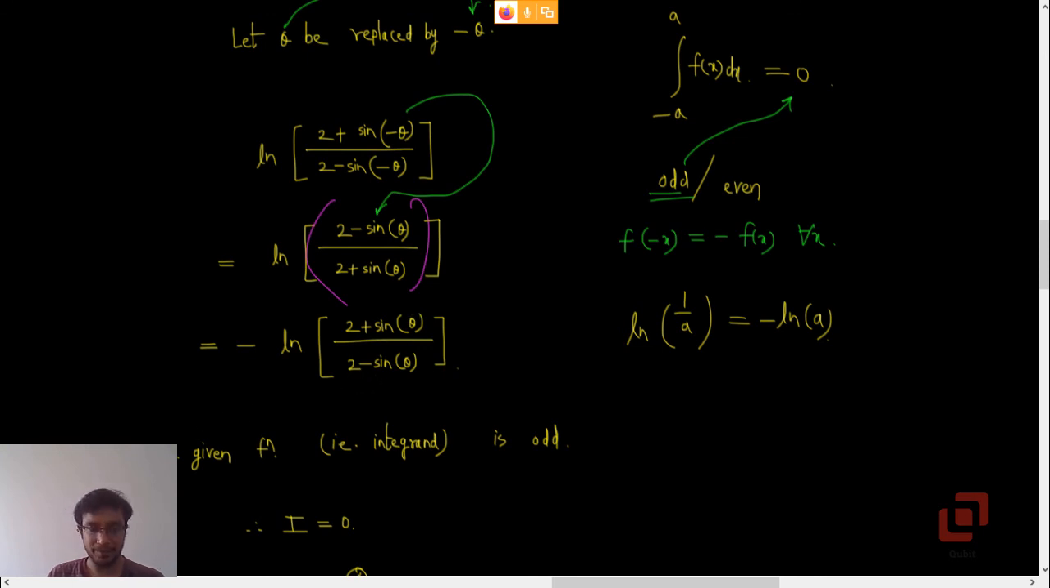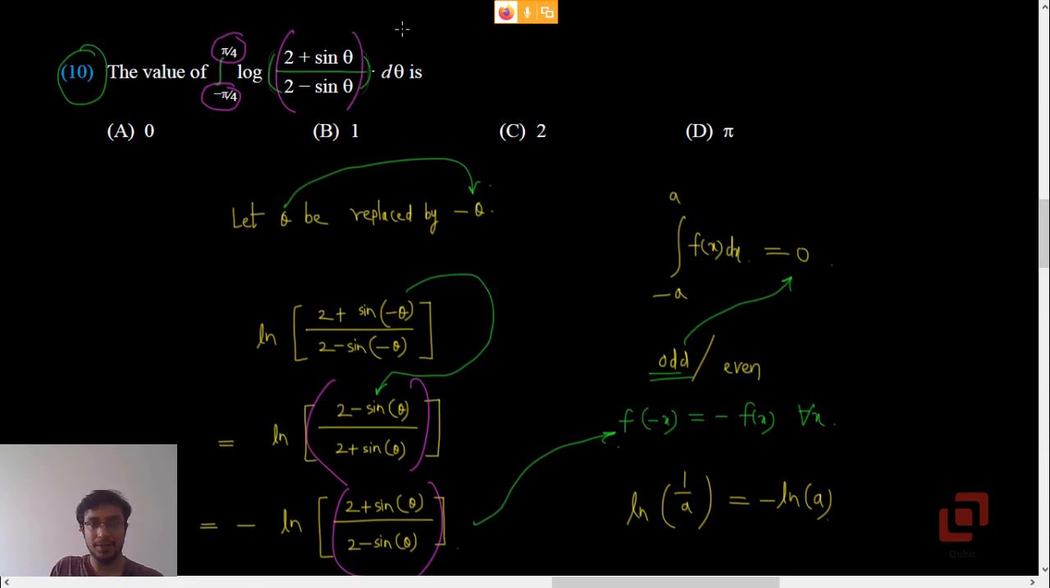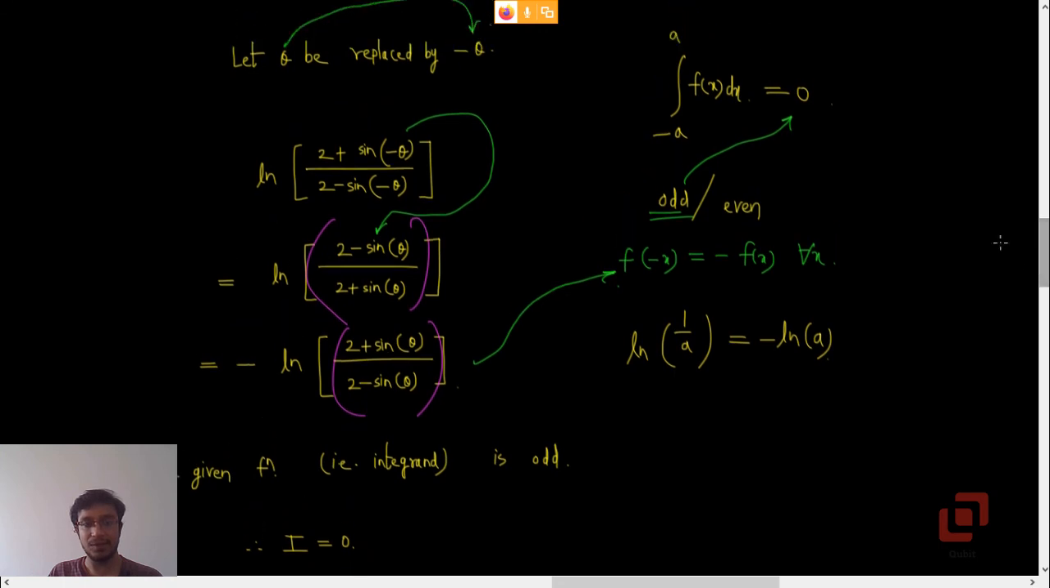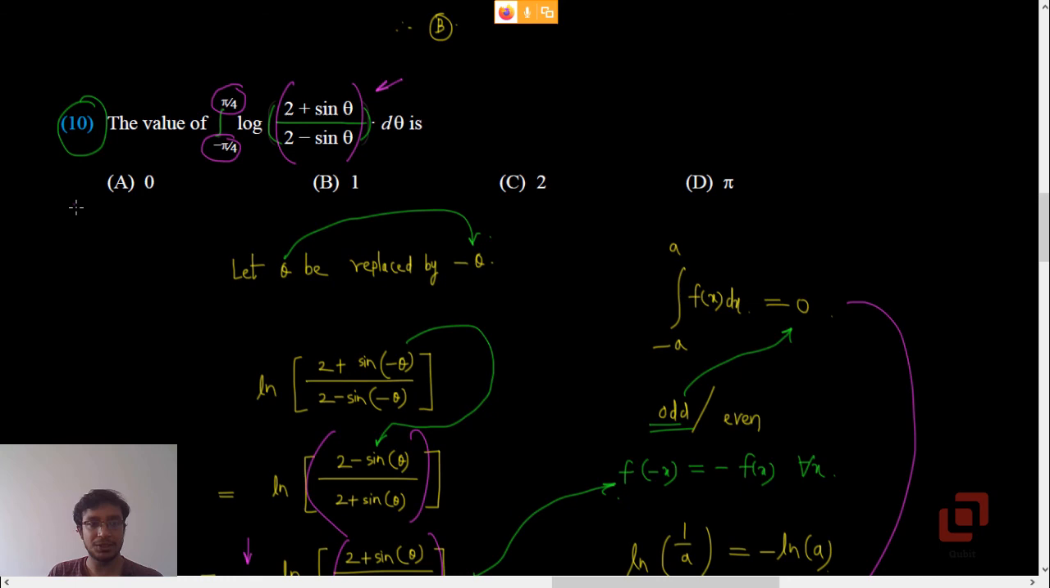So what did we prove? We proved that the function is odd, isn't it? Log of 2 plus sine theta upon 2 minus sine theta was the integrand, the given function. When we replaced theta by minus theta, we found that the sign of the function changed, negative log of the same thing. So the given integrand is odd, hence by this property the value of the definite integral is 0. That is option A.